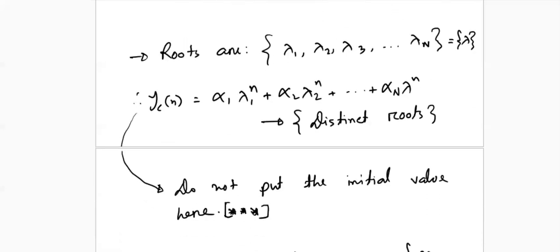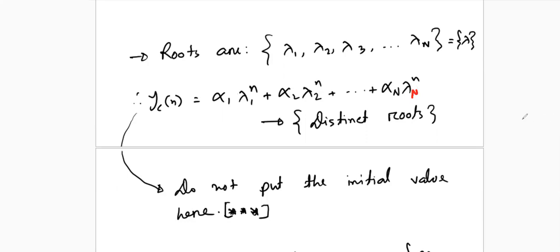Now the complementary solution can be written as alpha 1 lambda 1 to the power n, as we started with yn equal to lambda to the power n. Now how many roots do we have? We have capital N number of roots. So that's why we can write it like this: alpha 1 lambda 1 to the power n, plus alpha 2 lambda 2 to the power n, up to alpha n lambda n to the power small n.